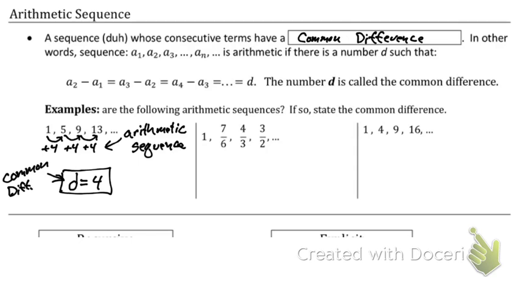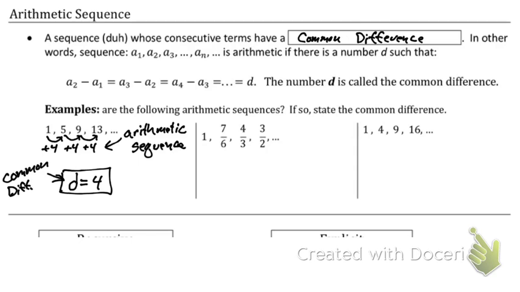Sometimes arithmetic sequences hide in fractions. What I mean by that is we have 1, 7 over 6, 4 over 3, 3 over 2. It doesn't look like you can add anything to get each of those. However, in order to add something to a fraction, you have to have a common denominator first. So if you have fractions and you think it might be arithmetic, you're going to come up with a common denominator for all of those.